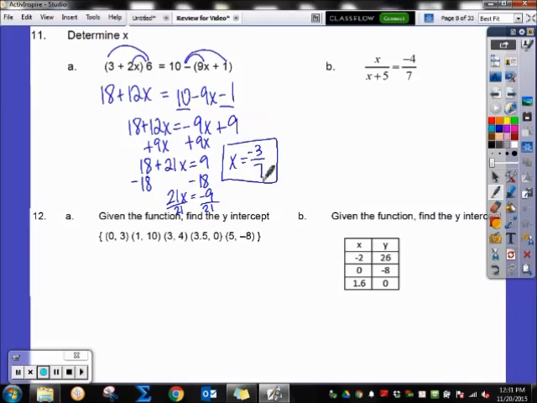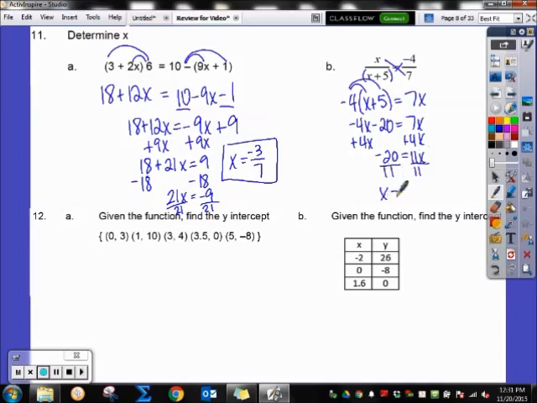Then for b, this is a proportion, so the first thing we need to do is cross multiply. I like to put parentheses around it whenever you have two terms. So I'm going to cross multiply, so negative 4 times x plus 5 equals 7 times x. Then I need to distribute. So now plus 4x on both sides. So negative 20 equals 11x. So x equals negative 20 over 11.